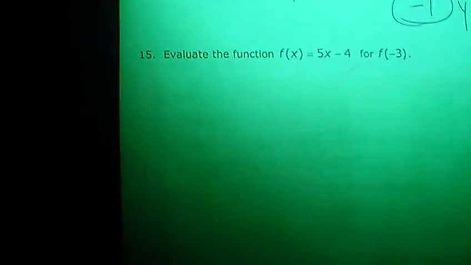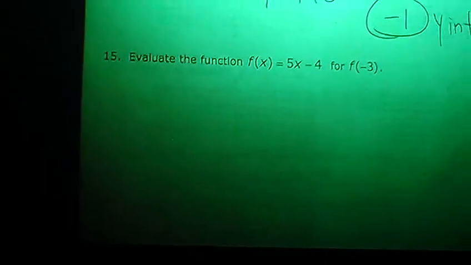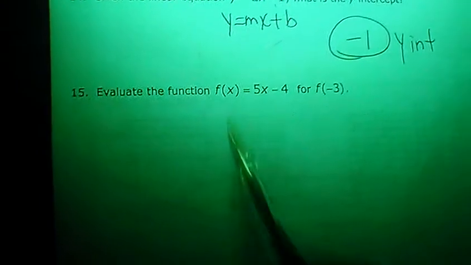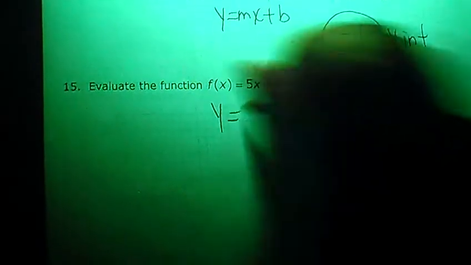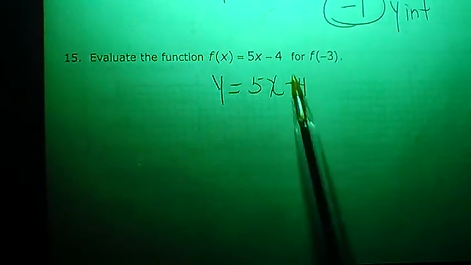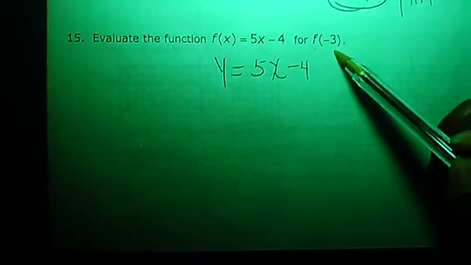Number 15. Evaluate the function y equals 5x minus 4 for f of -3. Remember, f of x is just a fancy way of saying y equals. So y equals 5x minus 4. And they want to know what this equals when we're looking at -3.